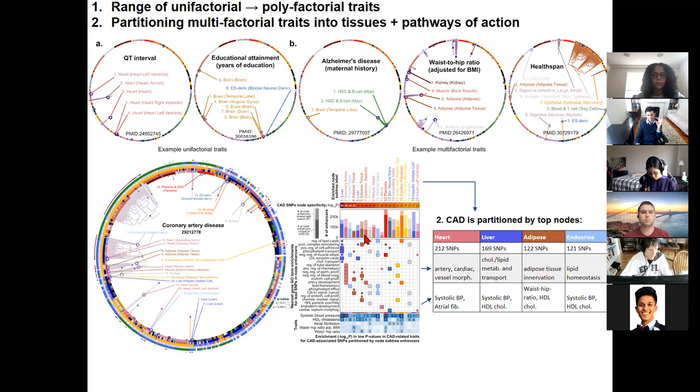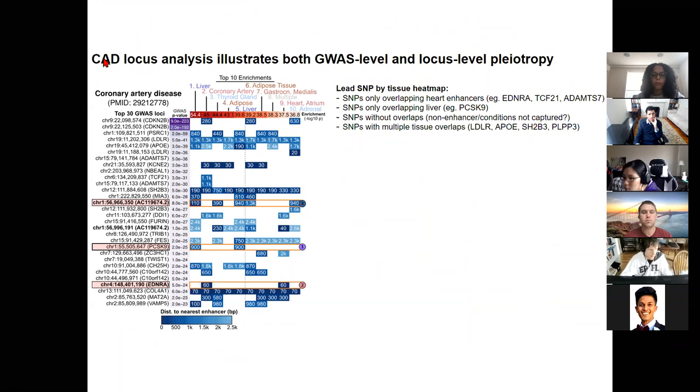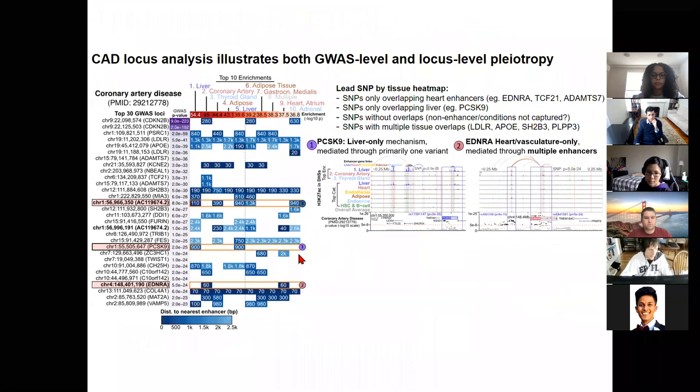So here's this CAD analysis in more detail. You can basically go down the list of loci and say, well, which ones are enriched in liver? Which ones are enriched in coronary artery? And so on and so forth. And you can see here, this example is only enriched in liver. It only overlaps liver enhancers. And indeed, when you look at this example, there's only liver enhancers here, and it's linked to this PCSK9 gene, which is a well-established gene underlying cholesterol that acts through the liver.